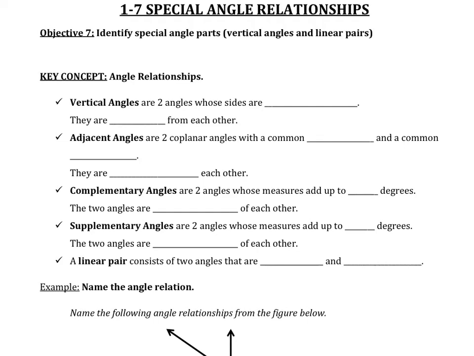So vertical angles are two angles whose sides are opposite rays, and they are across from each other. So if I was to draw a picture of this, I think about vertical angles almost more like what happens when two lines intersect. And then we have two sets of opposite angles, or vertical angles, every time this happens.